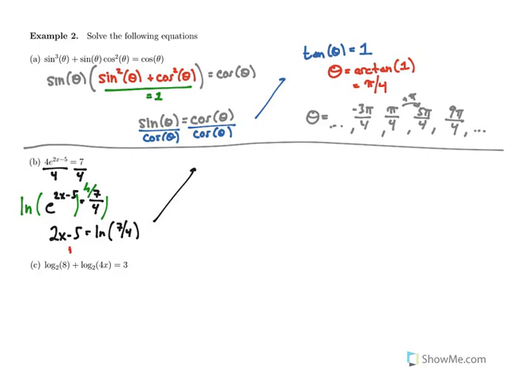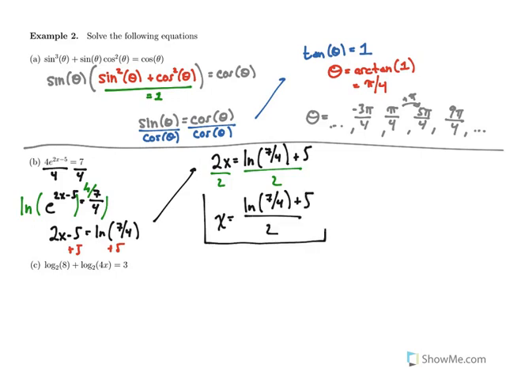Then I'm going to add 5 to both sides. That's going to give me natural log of 7/4 plus 5, and then finally divide by 2. That is natural log of 7/4 plus 5 divided by 2. And note that this is what we call our exact answer. You can plug that in a calculator and get a decimal approximation, but this is what we want, the exact answer, more often than not.